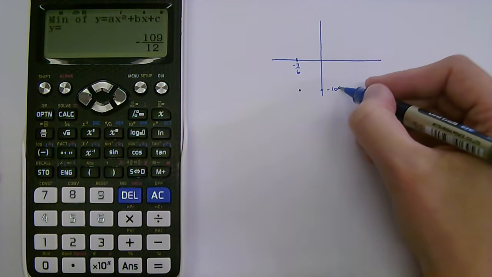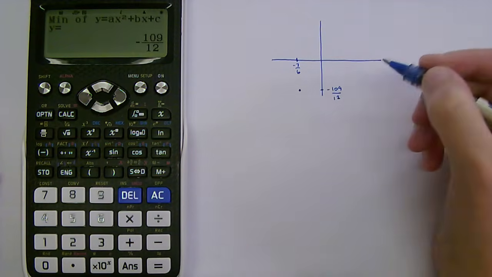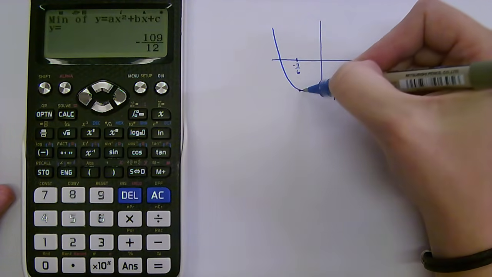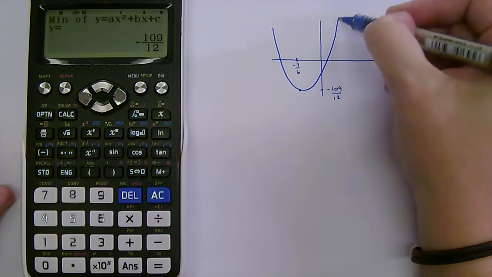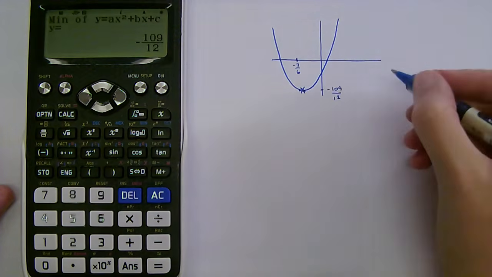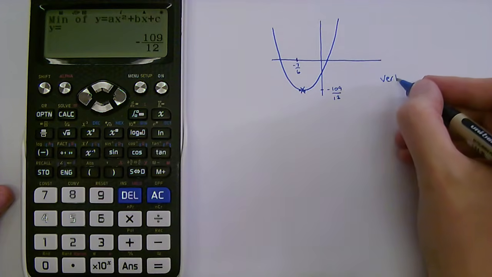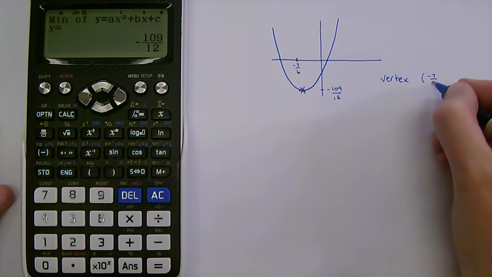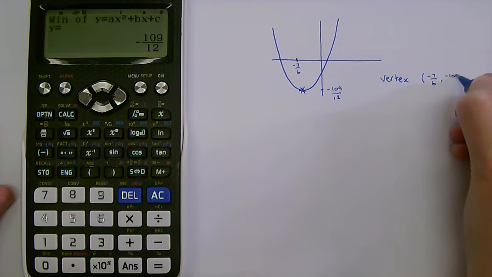And if I press it again, it tells me the y coordinate, which is minus 109 over 12. So that's actually quite useful, because what that means is we know the shape of the graph is going to look like that, with the minimum point or the vertex at minus 7 over 6 and minus 109 over 12.